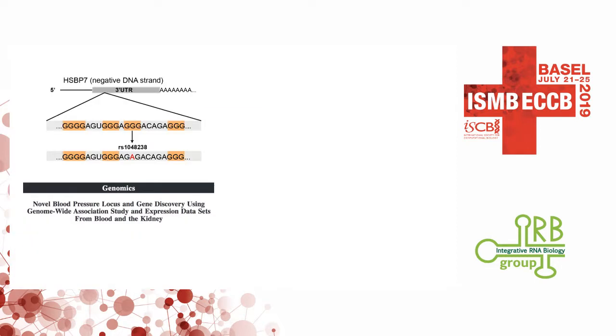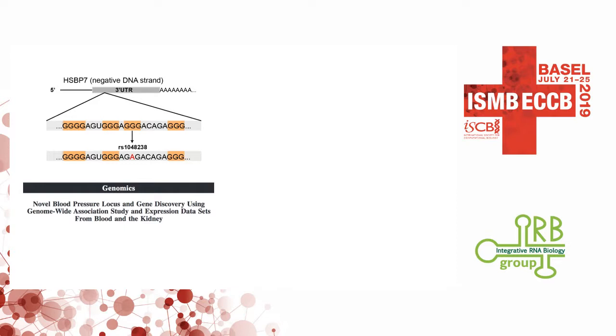Finally, we are particularly interested in one variant affecting the 3' UTR of HSPB7, which is a gene that's been associated with numerous different cardiac pathologies, and in a recent UK Biobank study associated with hypertension. So this is a relatively common variant. It's predicted to disrupt a 3' UTR G-Quadruplex sequence.